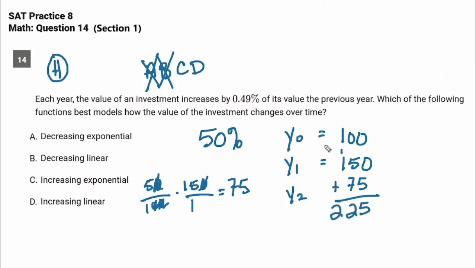So year 0, you got $100. Year 1, you had $150. And now year 2, you got $225. Is this an exponential increase or is it linear? Linear means it goes up exactly the same and exactly the same way each time. Is that what's happening here? It's not. So the answer is C. You get this right real quick and move on.